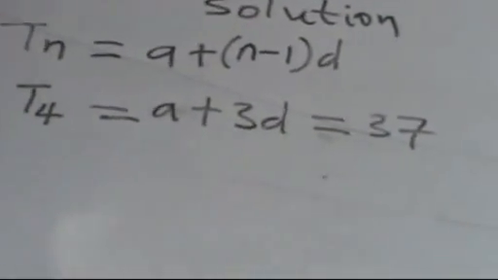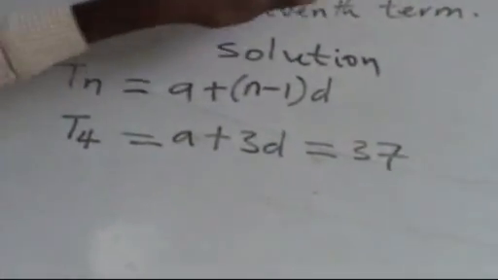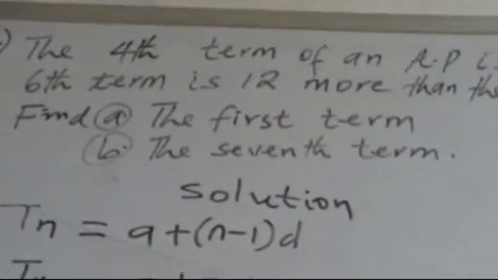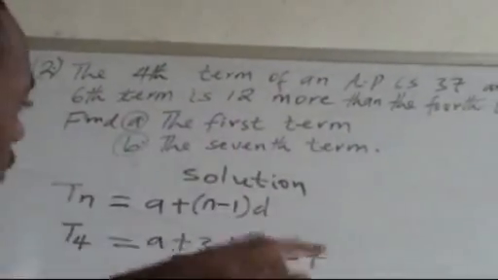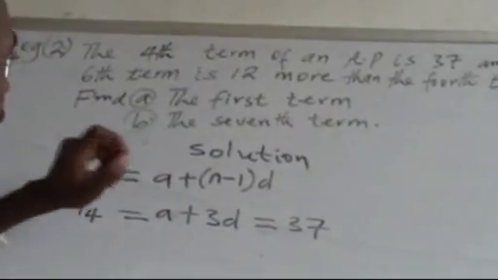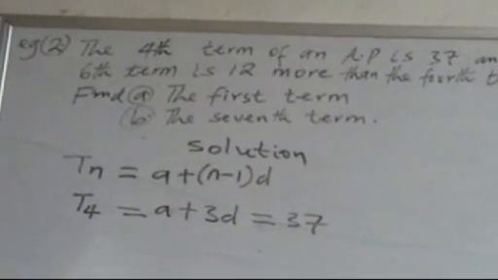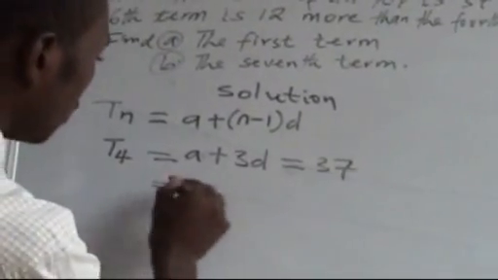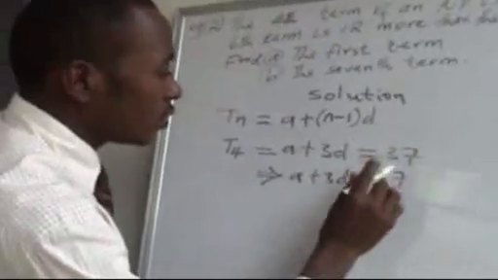Now, the second one says the sixth term is 12 more than the fourth term. If the fourth term is 37 and the sixth term is 12 more than the fourth term, it means that the sixth term is 12 plus 37, which will give us 49. So we'll have that this one implies that A plus 3D is equal to 37.